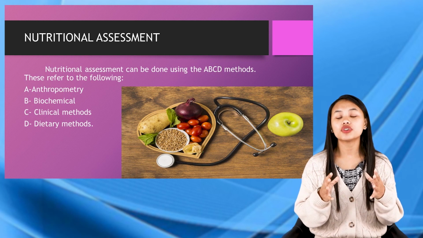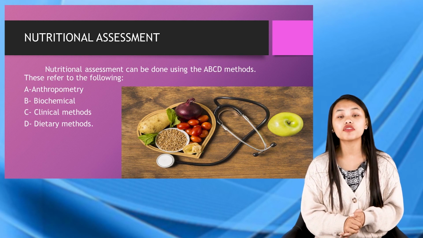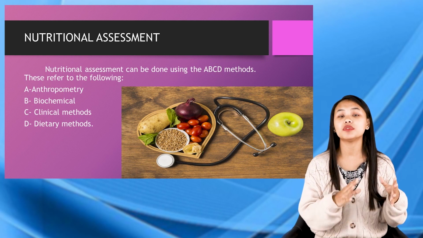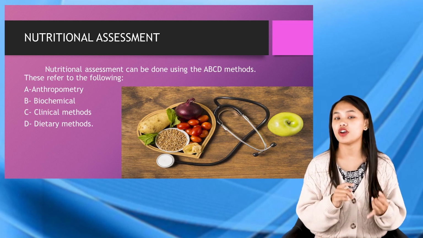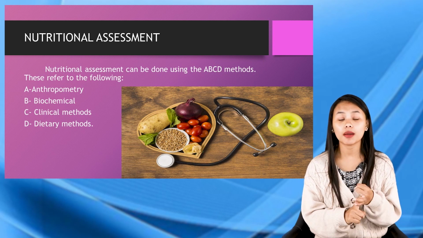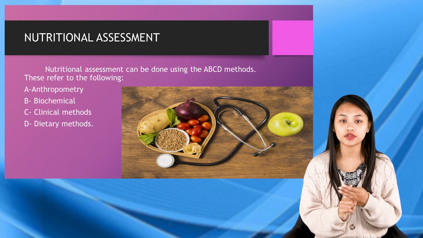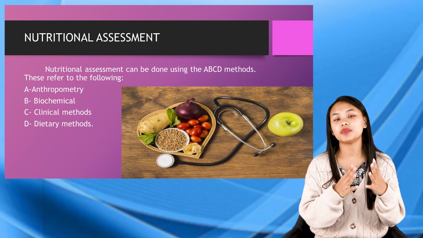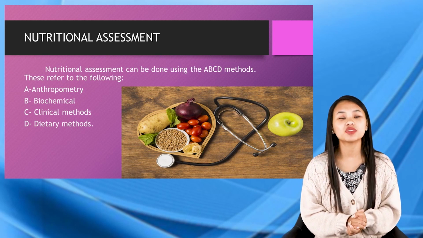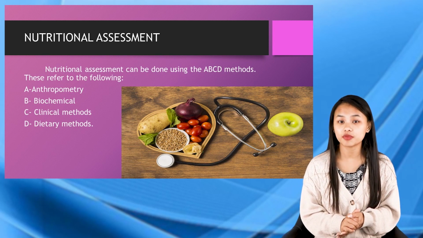So here, in order to assess the nutritional status of a person, we can follow the ABCD method, where A stands for anthropometric, B stands for biochemical, C stands for clinical, and D stands for dietary. So by following this ABCD method, we will be able to assess the nutritional status of a person.